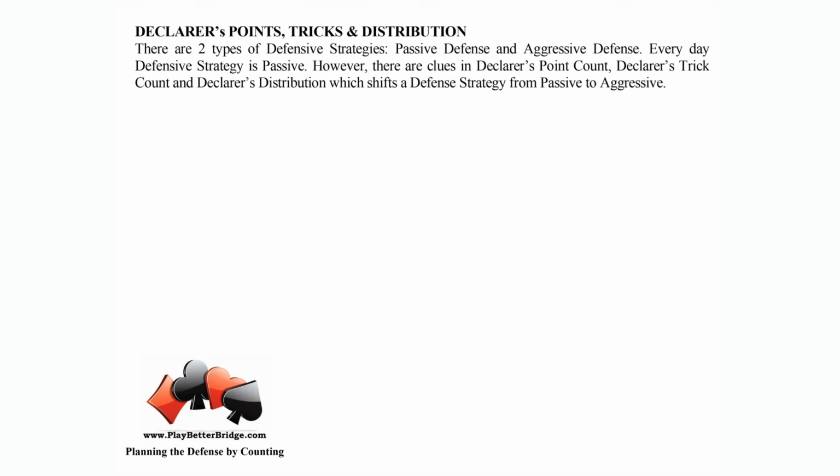In this lesson, we're going to look at how counting declarer's points, counting declarer's tricks, and counting declarer's distribution will give us the idea that, oh yeah, we need to move out of the passive defense into the aggressive defense. And we'll also do some thought process. Well, what does that mean? Okay, it's easy enough to recognize you move from passive to aggressive, but then what? Okay, so all of these ideas are what we're going to be talking about. So we're going to focus on declarer's points, declarer's tricks, and declarer's distribution.